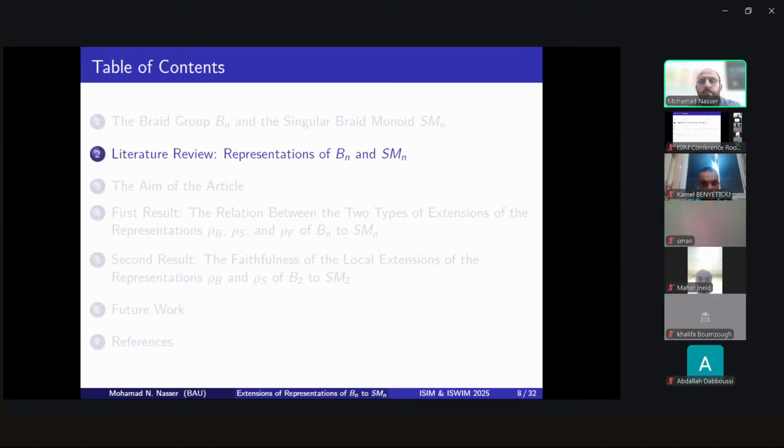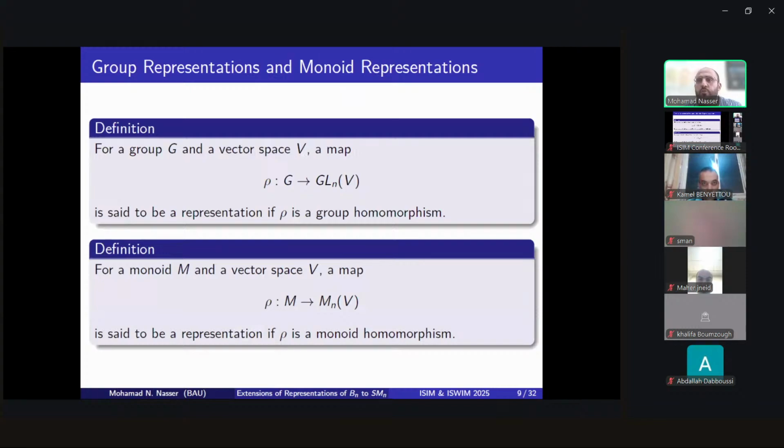Now let's go through representations of these algebraic structures. What do we mean by a representation? What do we mean by representing this group or this monoid? We mean that we give for each element in this group a matrix. So we represent each element in G, for example, if it's a group, by a matrix which is invertible, since every element in G is invertible. Similarly, for a monoid, we represent each element by a matrix which is not necessarily invertible, since not every element in the monoid is invertible.